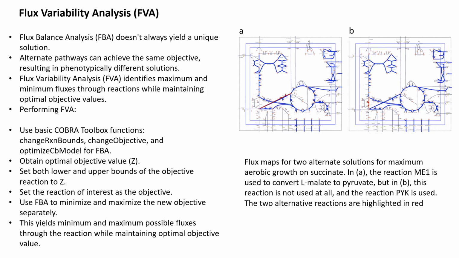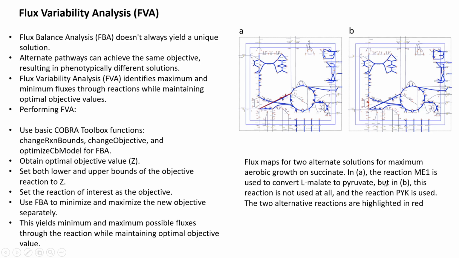So in your metabolic model, this involves metabolic pathways. This, I think, is a Krebs cycle. There is glycolysis involved as well. There are other metabolic pathways involved as well. What you want to do is maximize your aerobic growth on succinate, and as we saw, FBA doesn't always give a unique solution. So these are two alternate solutions from FBA.